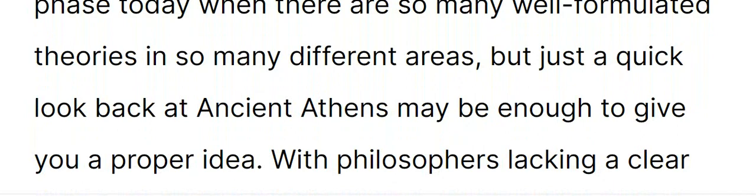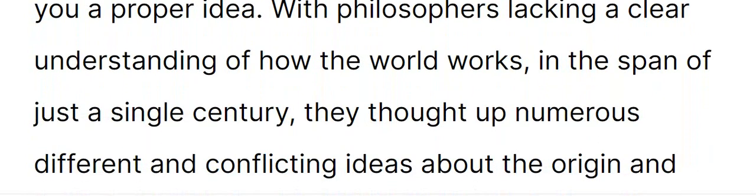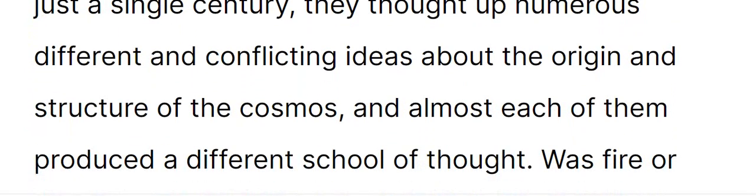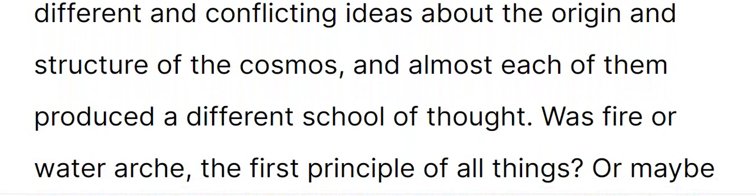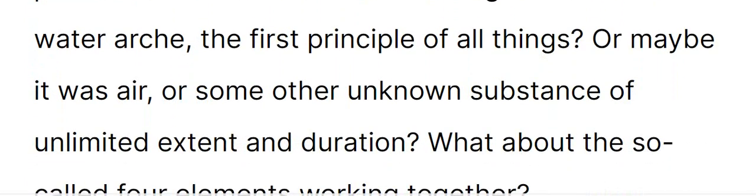With philosophers lacking a clear understanding of how the world works, in the span of just a single century, they thought up numerous different and conflicting ideas about the origin and structure of the cosmos, and almost each of them produced a different school of thought. Was fire or water arche, the first principle of all things? Or maybe it was air, or some other unknown substance of unlimited extent and duration? What about the so-called four elements working together?